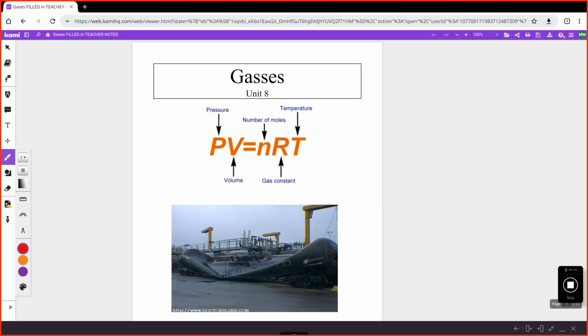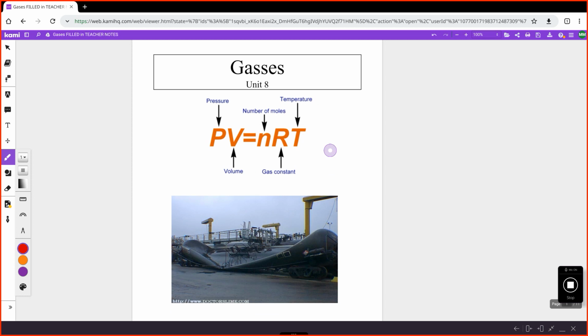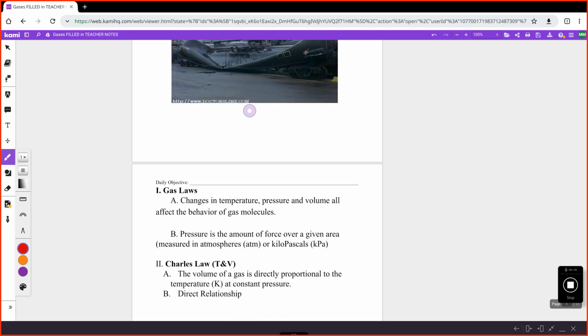Welcome to the gases unit. This is the next unit in our New York State Regents Chemistry Curriculum. It deals with the behavior of gases and how changing certain factors will affect other factors of a sample of gas. So let's get started, and we'll just dive right in.